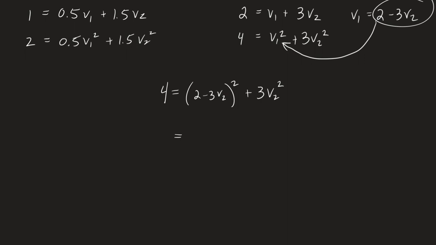It's a binomial expansion. So you square the first number, 4. You multiply the two things together. 2 times 3 is 6. Double it is 12. So minus 12 V2. And then you square the last term, plus 9 V2 squared. So that's a binomial expansion. And then I still have my plus 3 V2 squared. We good?